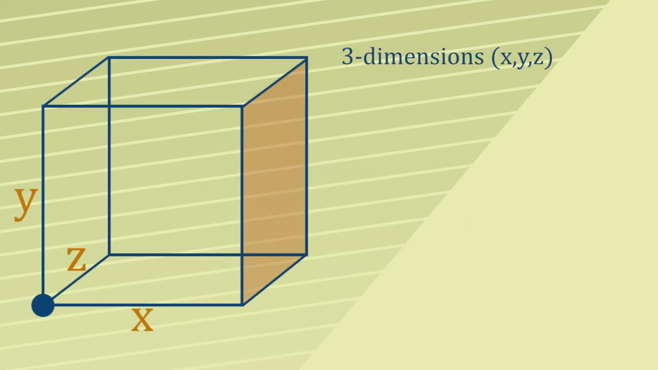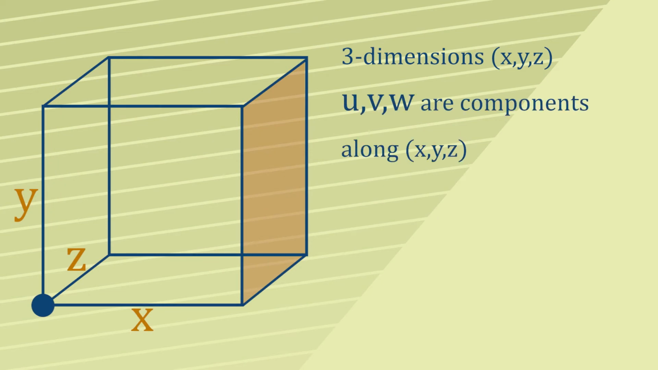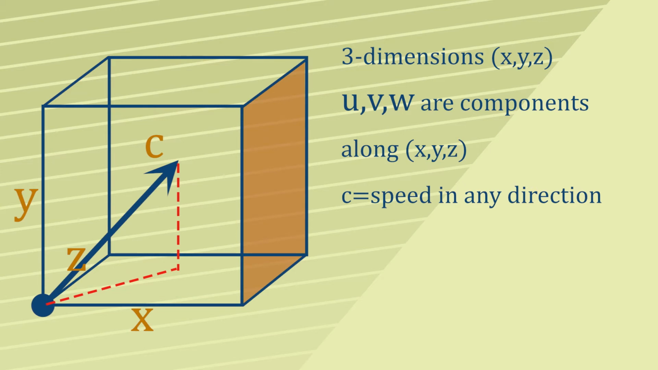Well, we need to make this a bit more realistic, don't we? Particles don't just travel in the x direction. In order to think in 3 dimensions, we're going to consider the x, y and z coordinates. In order to do this, we are going to consider u, v and w, which are components along the x, y and z direction respectively. So we now have a particle moving with velocity c in any direction, and from Pythagoras in 3 dimensions we can therefore say that that speed squared, c squared, is equal to u squared plus v squared plus w squared.